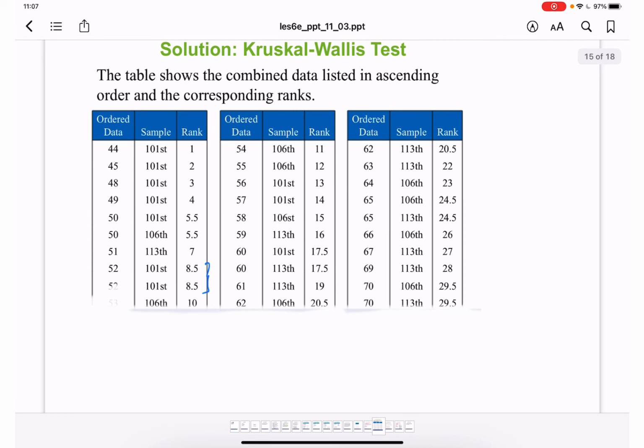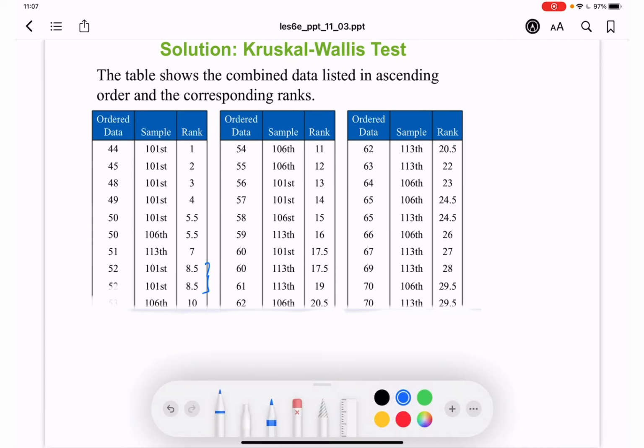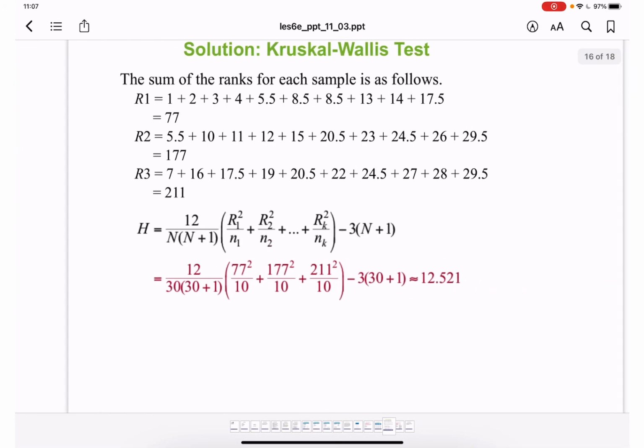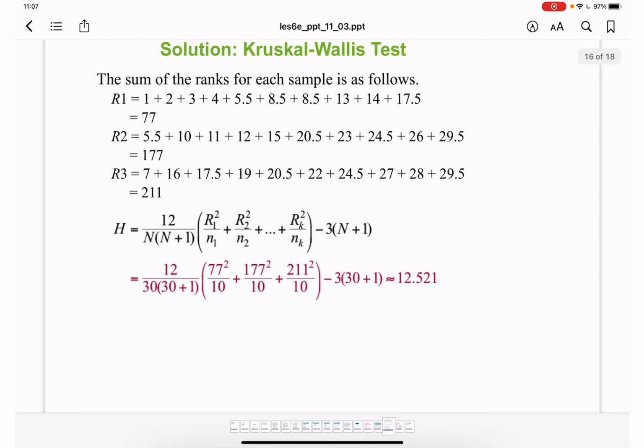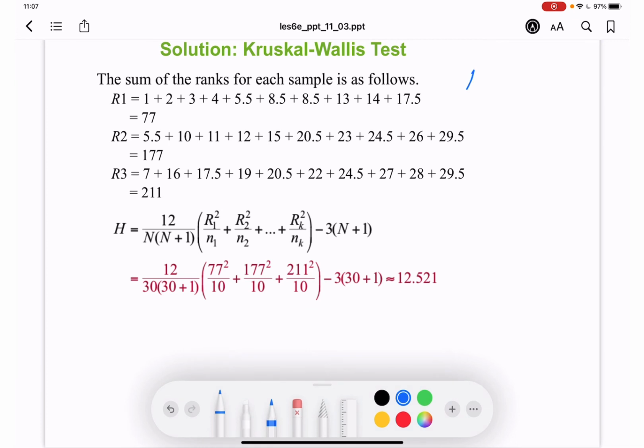Let's say for the first one, this, and then it goes down 8 and a half, 8 and a half, and so on. So we have 3 of them. You calculate the first one, R1 is 77. For the second sample, it's going to be 177. For the third one, 211.